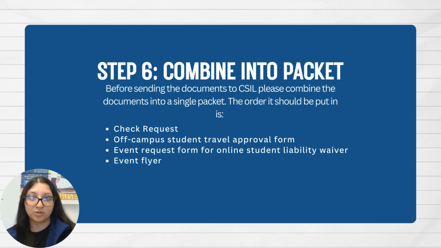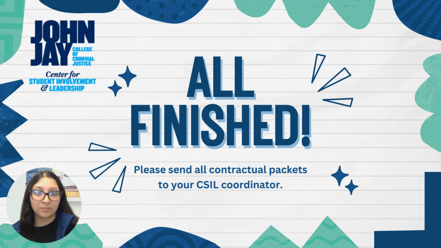Our last step, which is step 6, is combining into a packet. Before sending the documents to CSIL, please combine all documents into a single packet. The order should be put in as follows: the check request first, second is the off-campus student travel approval form, third is your event request form for online student liability waiver, and lastly is your event flyer. After following all these steps, you should now have a completed travel packet.